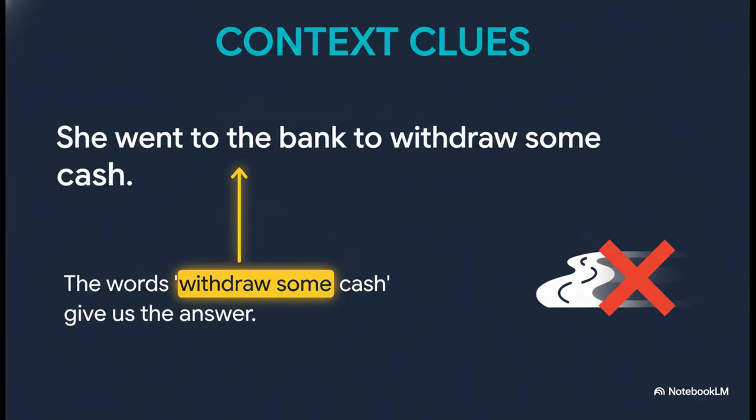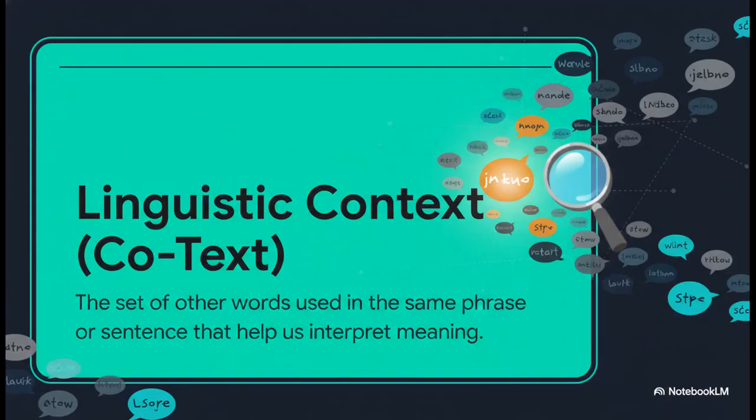The words "withdraw some cash" act like this powerful signpost that just snaps the financial meaning into place for our brain. Now, there's a name for this. It's called linguistic context, or sometimes cotext. It's basically the team of other words that travel with our target word. They're the ones that give it a specific job to do. So the sentence itself gives you all the clues you need to solve the puzzle.